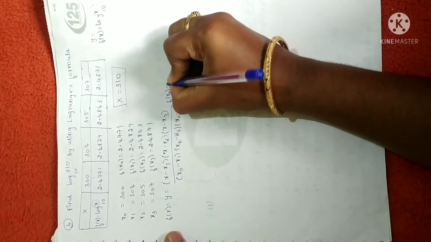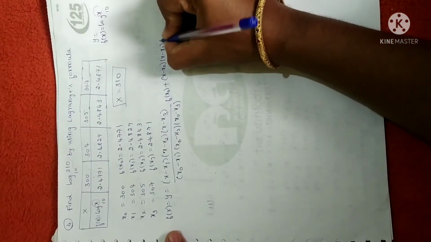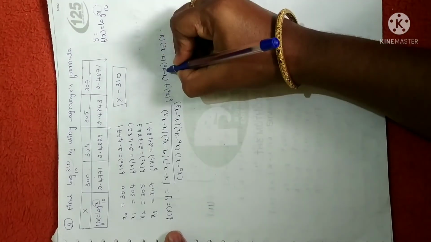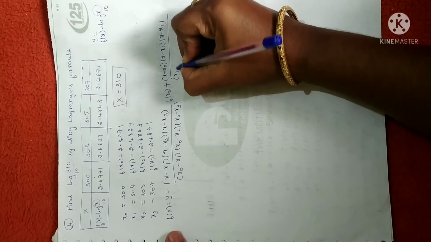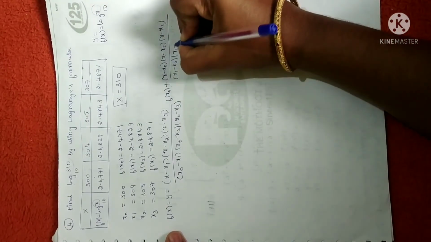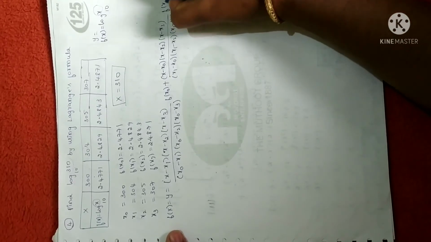Plus, the second term is (x minus x0)(x minus x2)(x minus x3), since x1 is leaving, divided by, you have to replace x with x1, that is (x1 minus x0)(x1 minus x2)(x1 minus x3) into f of x1. This is the second term.